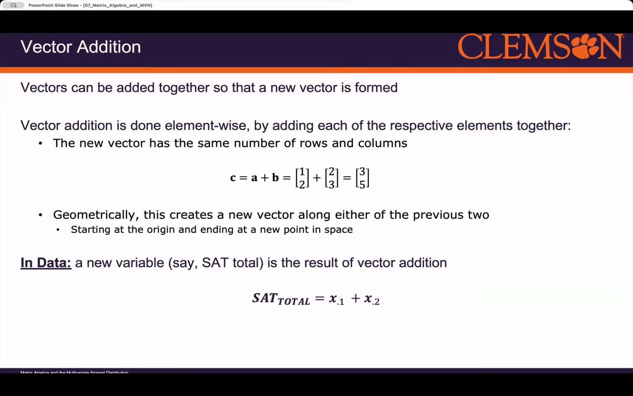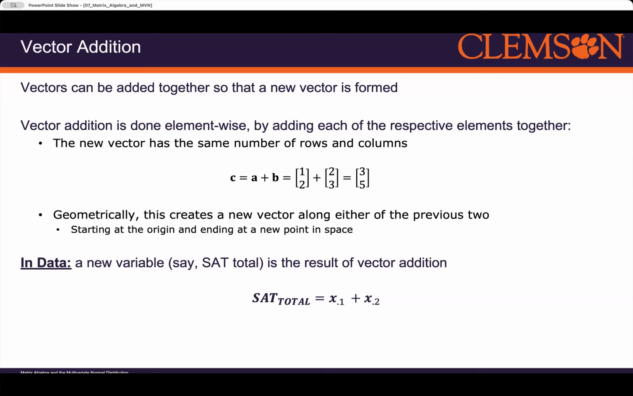But we can also define addition, right? Vector addition is something that we may end up wanting to do. We can add them together, create a new vector. Vector addition is done element-wise. So if we were to say we're going to create a new vector C, where we're going to add A plus B, then the first element of A is added to the first element of B, and its sum represents the first element of C, right? So here, 1 plus 2 is 3, 2 plus 3 is 5. The new vector C has the coordinates 3, 5, right?